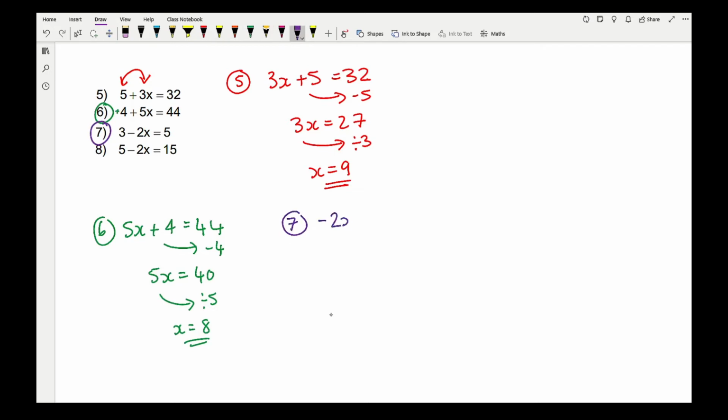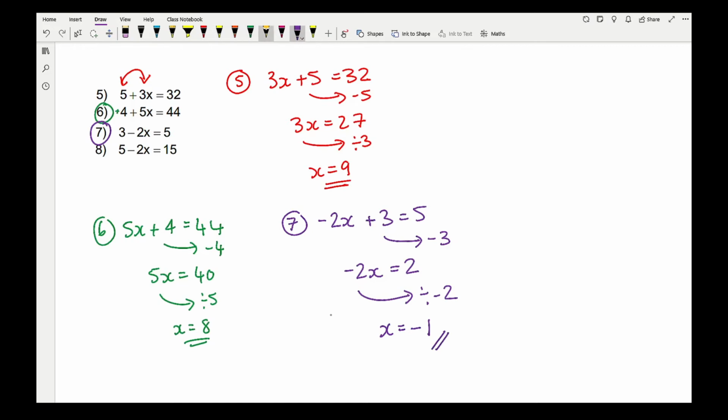Then with question 7, I'm going to swap the two things around. So I've got minus 2x plus 3 equals 5. So again, I'm going to get rid of this plus 3 by minus 3. So I've got minus 2x equals 2. And then I divide by minus 2, which gives me x. So 2 divided by 2 is 1. A positive divided by a negative gives me a negative. So the answer is minus 1.